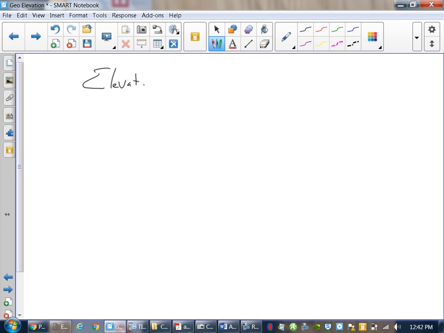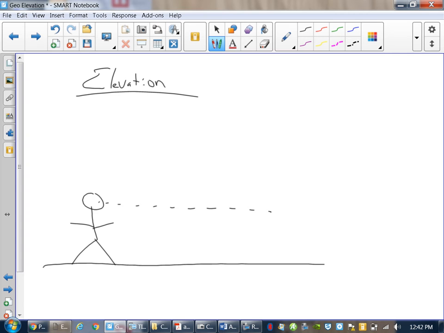Elevation. Angles of elevation is basically what we did last Tuesday. It's line of sight. Line of sight is what your eye level's at. Your line of sight is always parallel to the ground. And it's your line of sight looking up. This is what you call an angle of elevation. It's line of sight up.